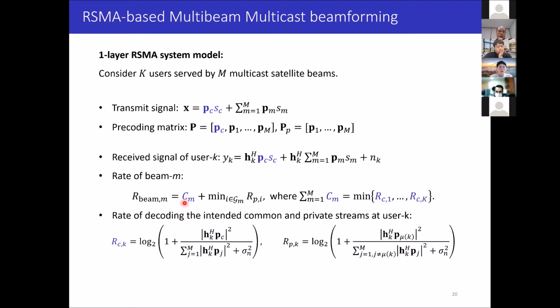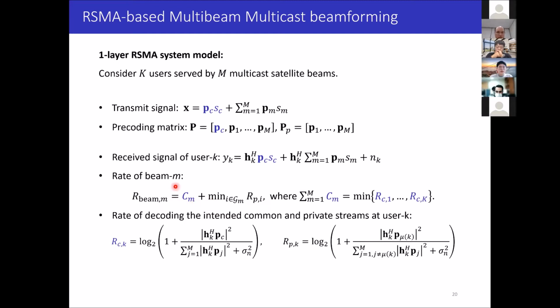And so you have here the rate of a given beam, and we will look at maximizing the minimum rate among all the users. So what I'm looking at is the minimum rate of all the users within a certain beam. G of M refers to all the users within beam M, and I want to maximize this. This would be the rate of my private part.